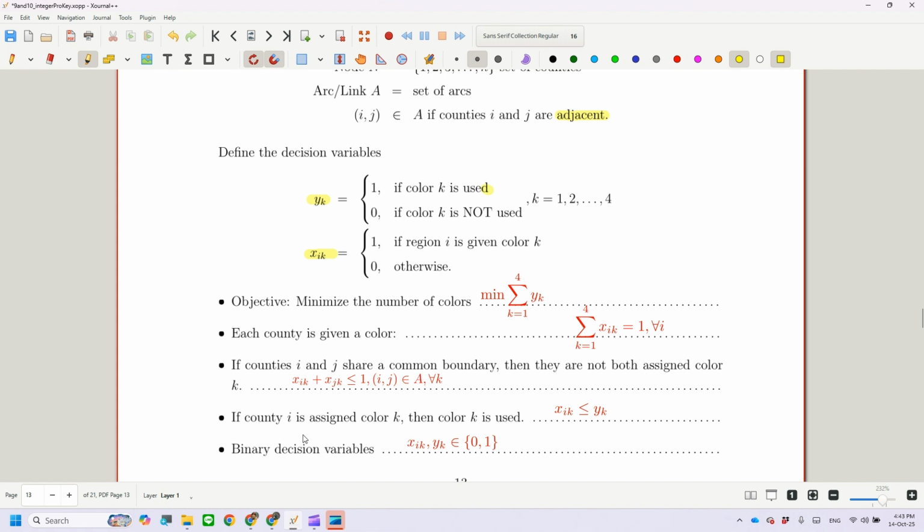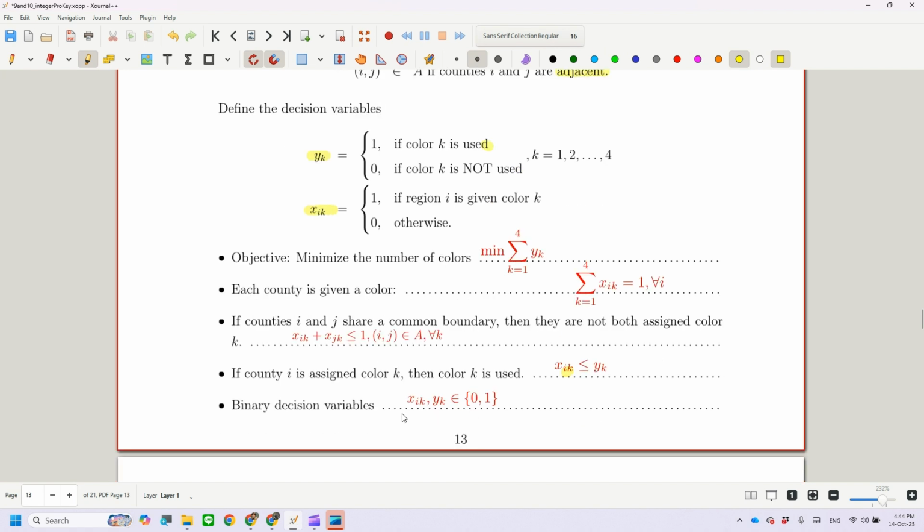And then we also need a relationship between x and y. So if county i is assigned color k, then color k needs to be used. So if xik is 1, then it automatically forces yk to be 1. Okay, so if xik is 0, then yk can be either 0 or 1. Okay, and then the last constraint says that yk and xik are binary decision variables like this.